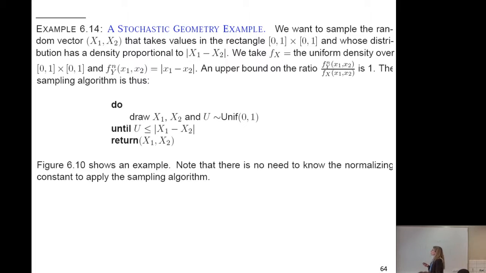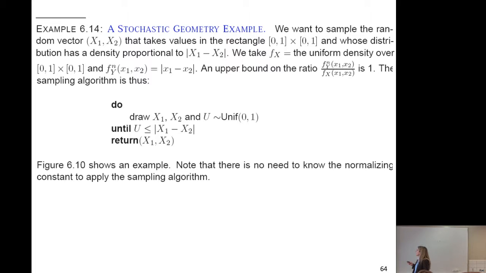Okay, let's see another example now. We apply rejection sampling again. We want to sample a random vector, x1, x2, that takes values in the unit square. The distribution of the vector has a density proportional to the absolute value of x1 minus x2, so it's higher further away from the line x1 equal to x2.